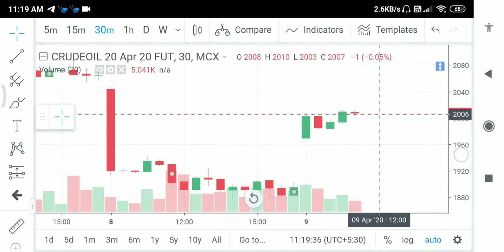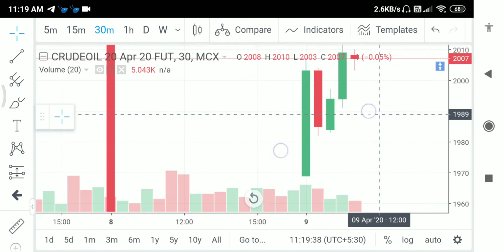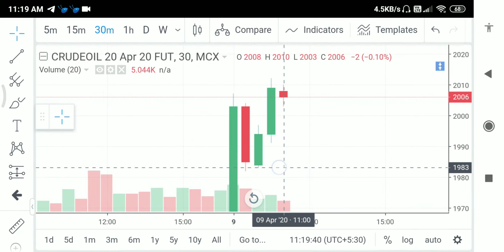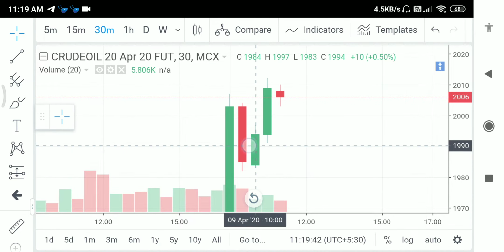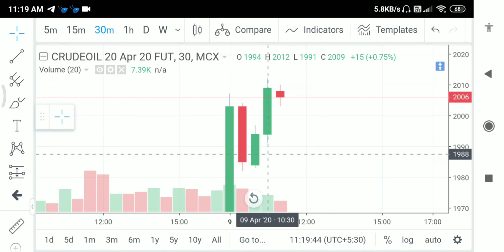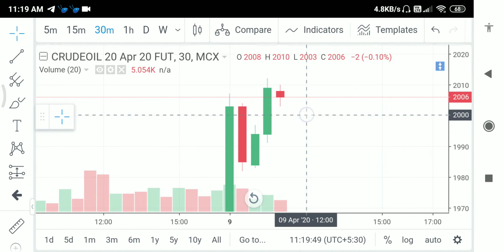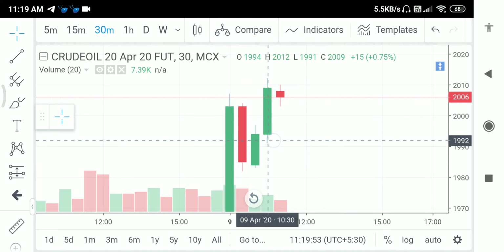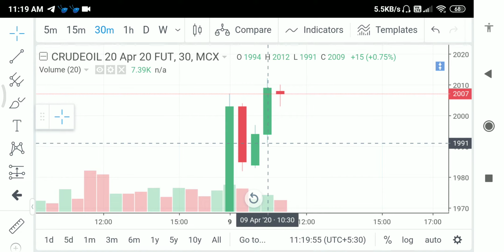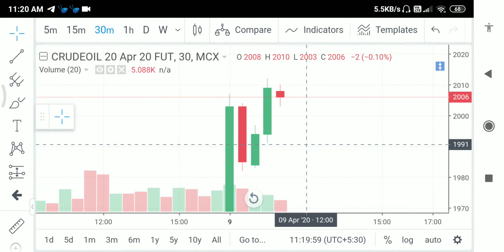Yes, okay. Right now how to trade this? See, the candle has been a bullish one. I can either trade by trying to place an entry around 2000, and stop loss below the low of the recent 10:30 candle low, somewhere around 1990 would be a good entry.